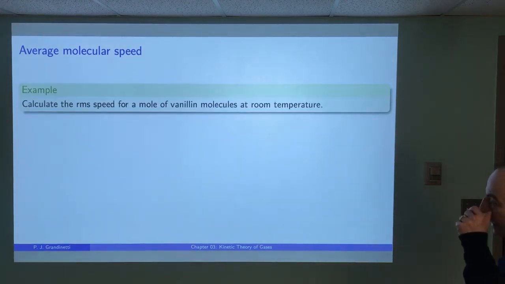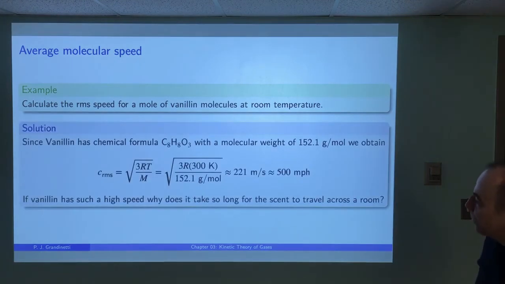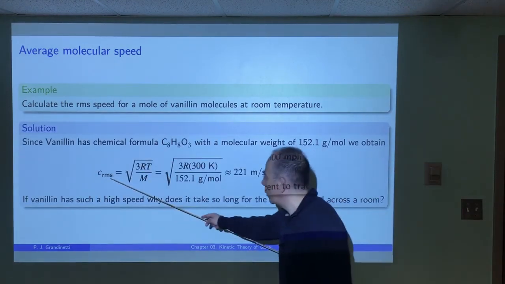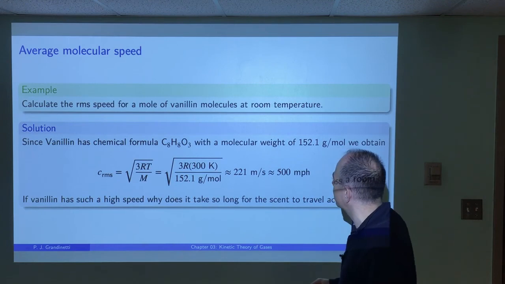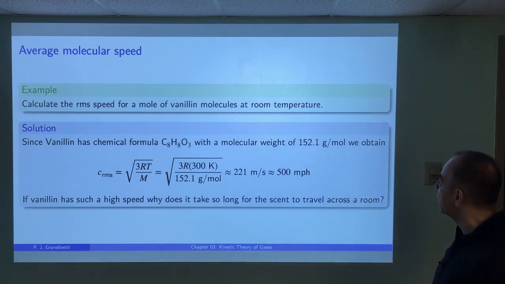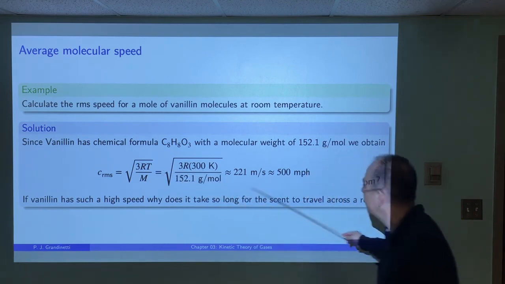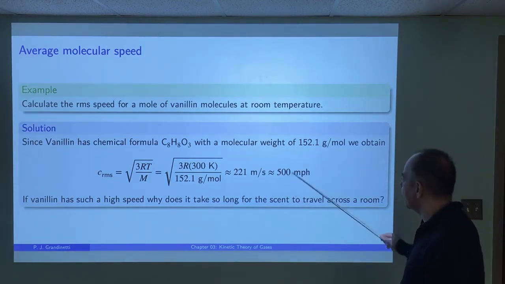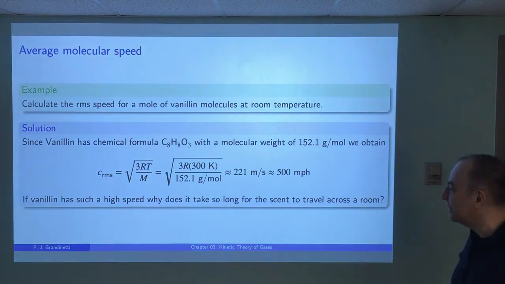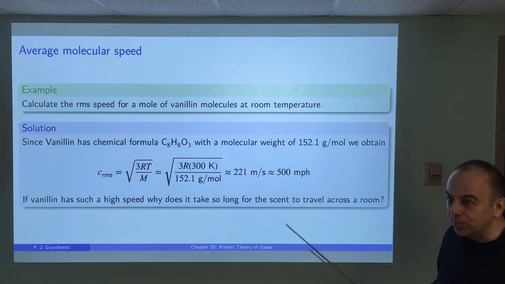So finally, let's look at an example calculation with that equation. Let's say we wanted to calculate the RMS speed of a mole of vanillin molecules at room temperature. That would be relatively straightforward. We just take our equation for the RMS speed, the square root of 3RT over M. We know vanillin has this formula, so we can calculate its molecular weight, 152.1 grams per mole. Room temperature would be, say, 300 Kelvin. Substituting that all in, you get about 221 meters per second, which, converting to units you're familiar with, is about 500 miles an hour. That's pretty fast. So a vanillin molecule is moving at 500 miles an hour at room temperature.